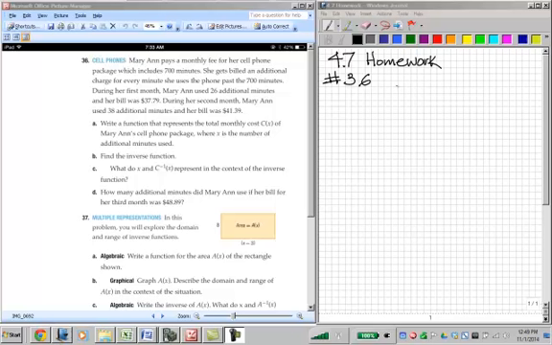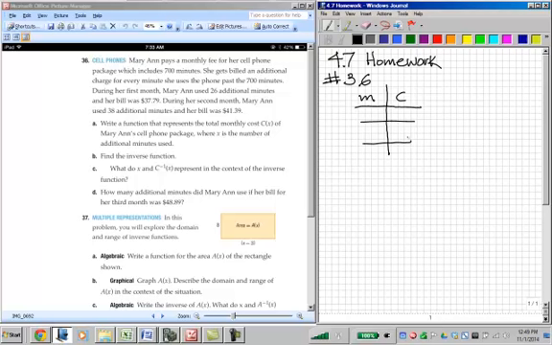So, in the first month, she gets 26 additional minutes, and her bill was $37.79. Second month, Mary Ann uses 38 additional minutes, and her bill is $41.39. So we have a couple of ordered pairs, but they're not by months. Okay, we have minutes, and then we have charge. Okay, and we have two of these.